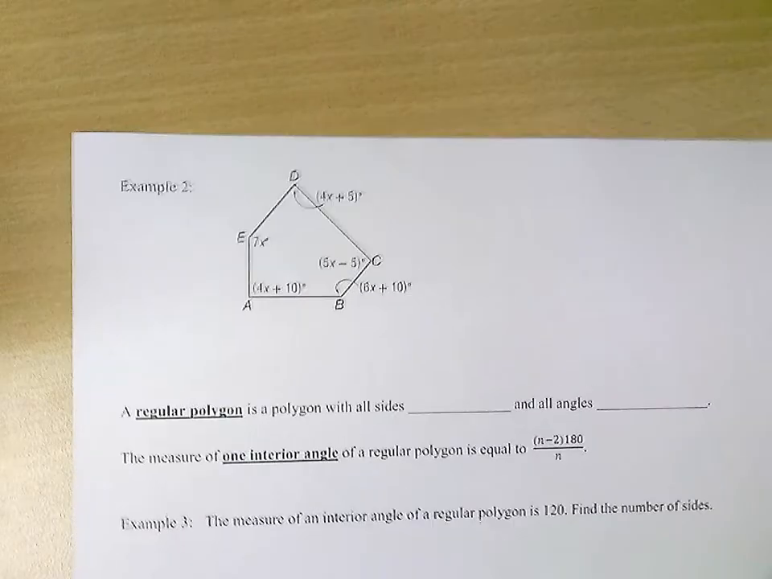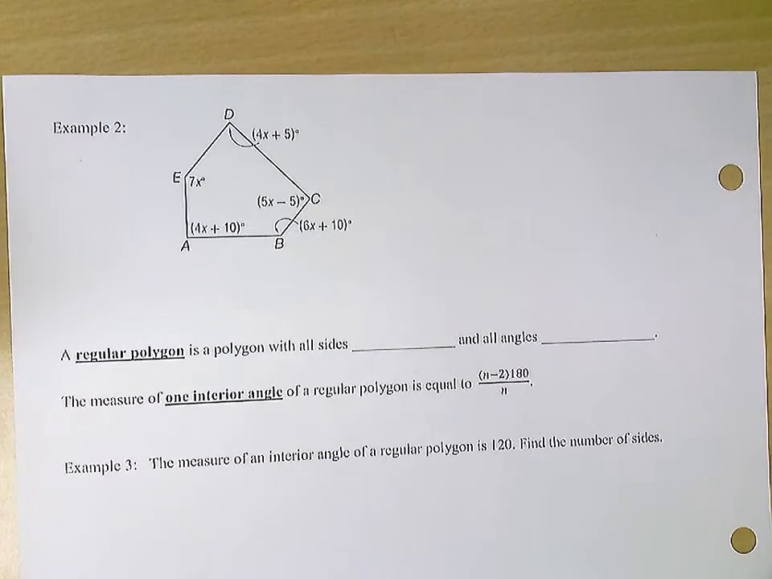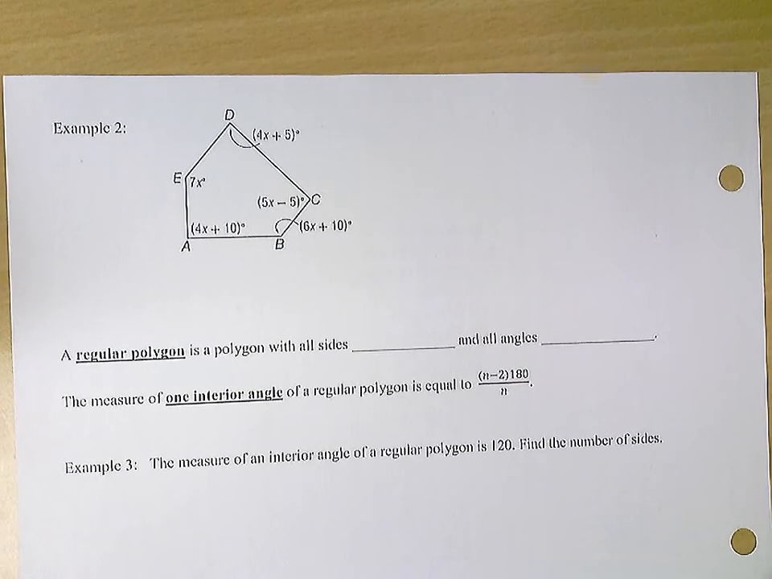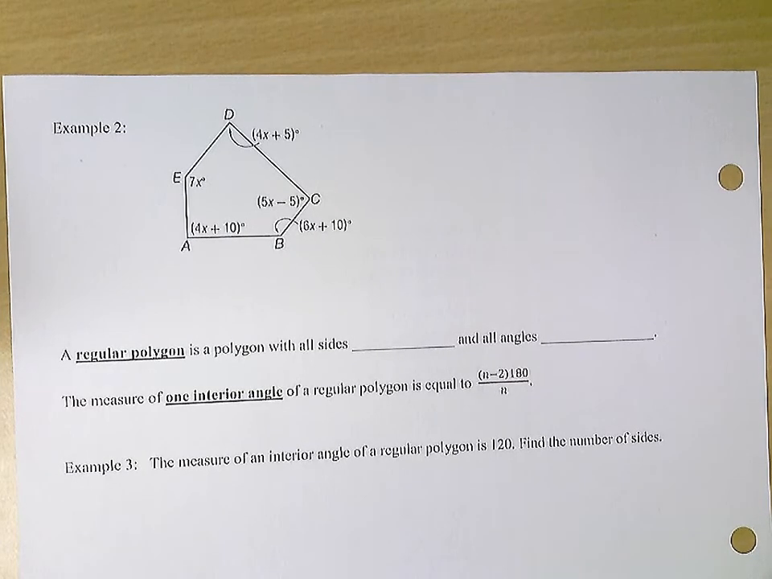Okay, then if you go to the back, example 2, this time you're given a polygon. We want to solve for x. I can't add all of these to be 180, it's not a triangle. I have to first find the interior angle sum of that polygon.